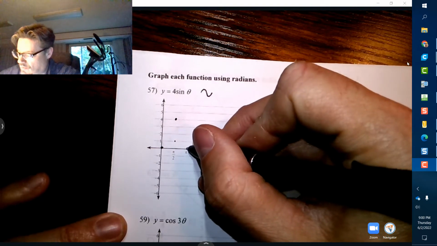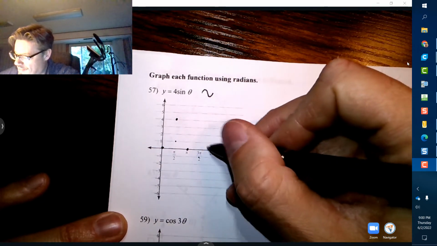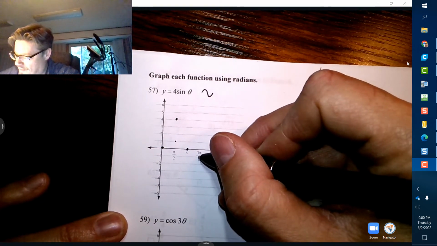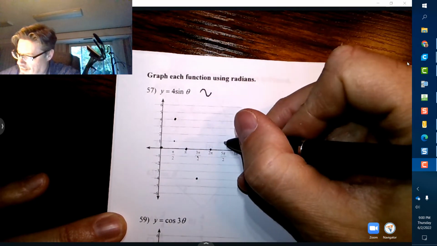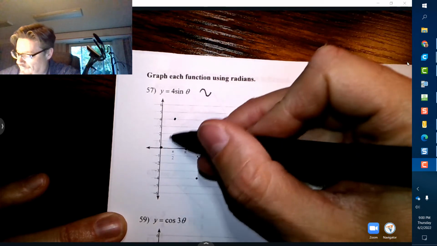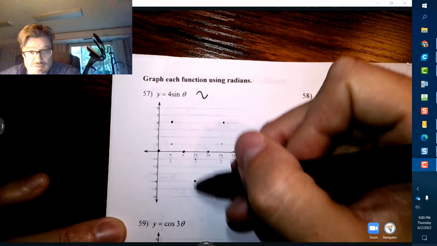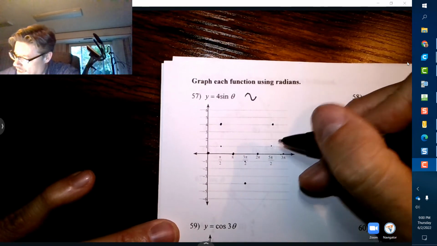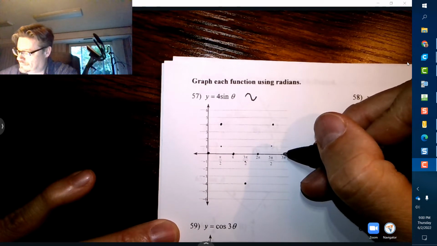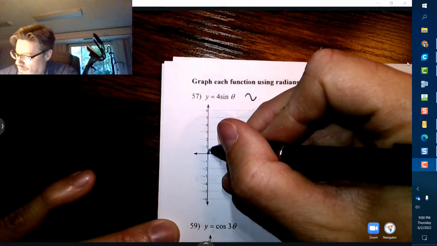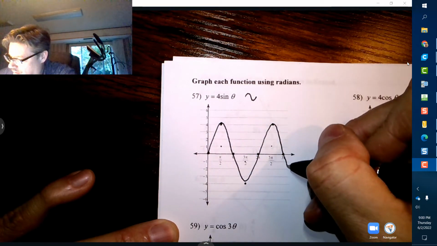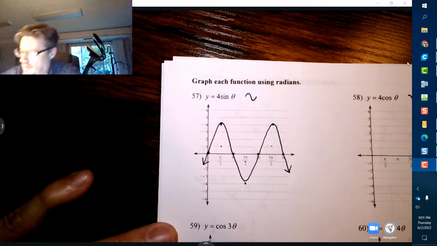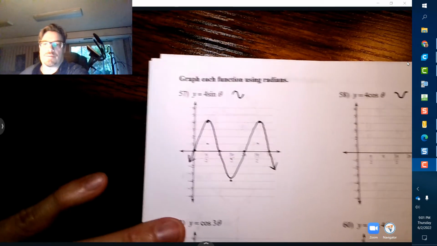And 0 will stay 0. And then when we get here, that -1 becomes a -4 and then goes back to 0. Then this guy goes back here. Now this is a full pattern, so all I have to do is just duplicate that. And that's it. 0 stays 0. So I'm just going to carefully draw it like this. All right, there we go. There's 4 sine theta.